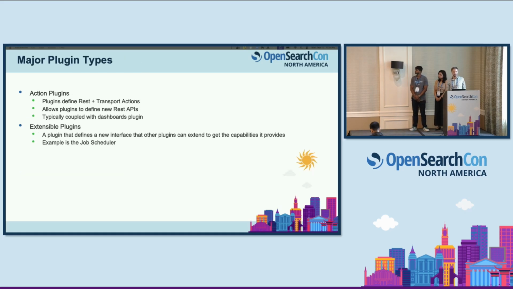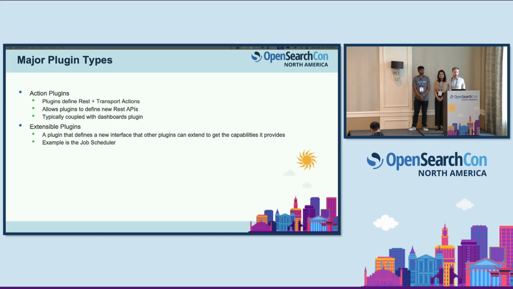As Nishtha mentioned, I wanted to cover two of what I consider major plugin categories here. In this particular case, we're going to go deeper into action plugins and extensible plugins. The reason I really want to highlight action plugins is because this is how you can define new REST APIs in OpenSearch. In these, you would define a REST handler, and then usually you can define transport actions as well. These are typically coupled with a dashboards plugin. So if you have a dashboards plugin, you most likely have a corresponding backend plugin as well that defines an API.